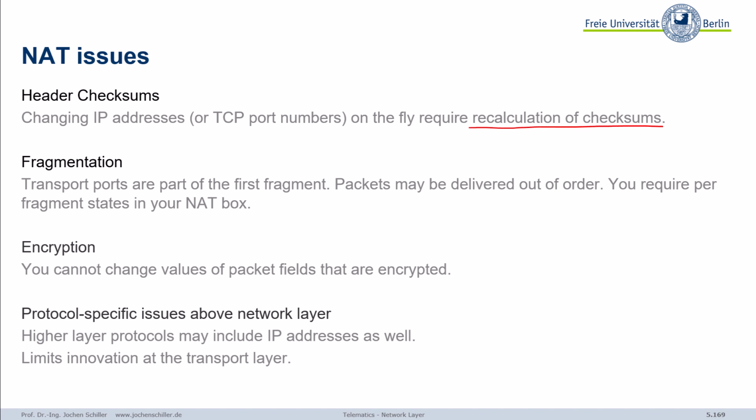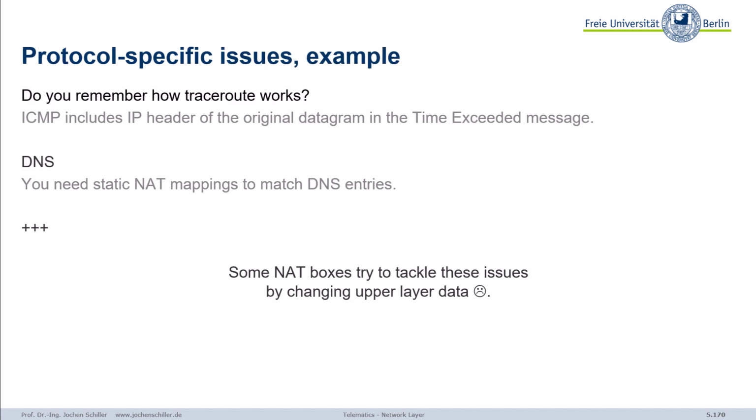So we may have problems on higher layers, and then also traceroute. If you have TTL issues, ICMP includes IP headers of the original datagram. Do you translate this or not? How do you handle this? So diagnosis has a problem. Also DNS. What happens with DNS? If you change your address to the outside world, no one will find you. This is why we have dynamic DNS, and there are some NAT boxes that try to tackle these issues, and then you change upper layer data and things.